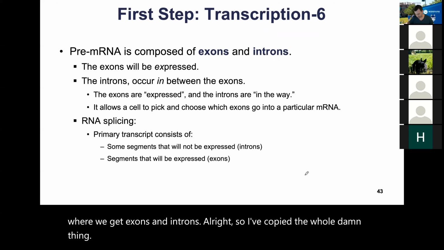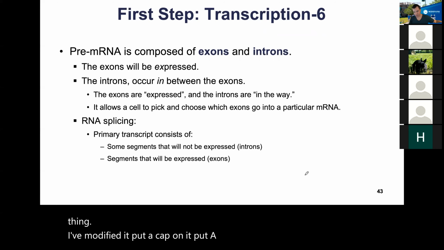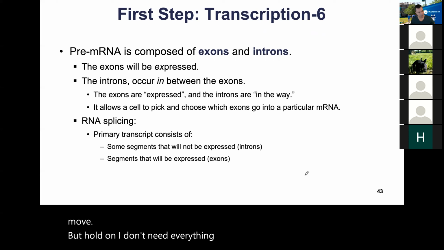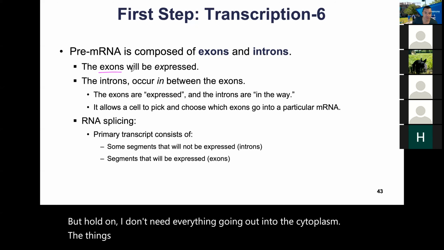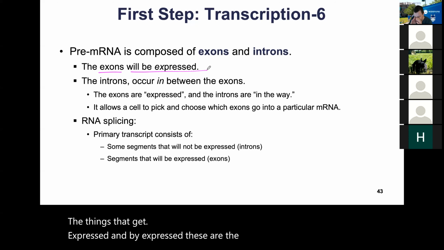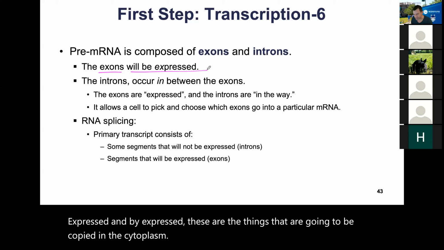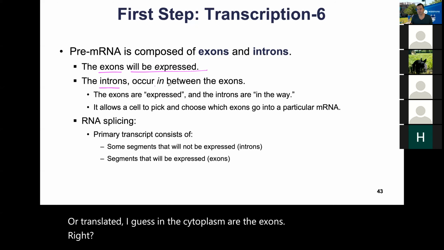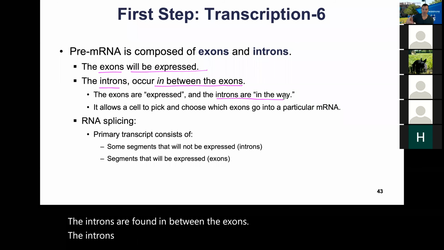I've modified it, put a cap on it, put a poly A tail. It's ready to shuck and move. But hold on. I don't need everything going out into the cytoplasm. The things that get expressed, and by expressed, these are the things that are going to be copied in the cytoplasm, or translated, I guess, in the cytoplasm, are the exons. All right. The introns are found in between the exons. Okay. The introns are basically in the way.